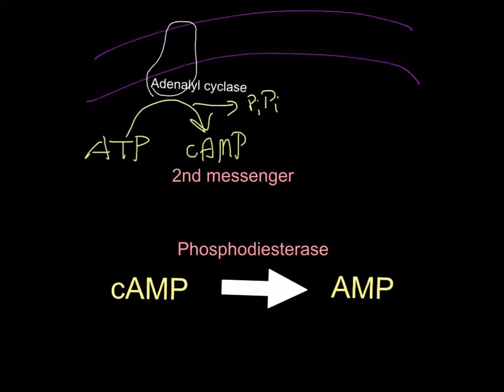So what it does after it is activated, it will take out 2 phosphate groups from the ATP and convert ATP into cyclic AMP. Cyclic AMP is a second messenger in the transduction steps. Another enzyme, phosphodiesterase, can change the shape of the cyclic AMP and convert cyclic AMP back to AMP.